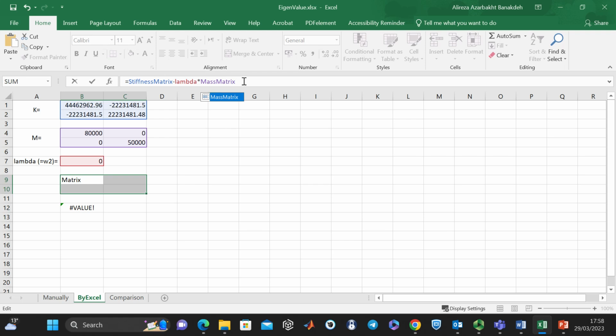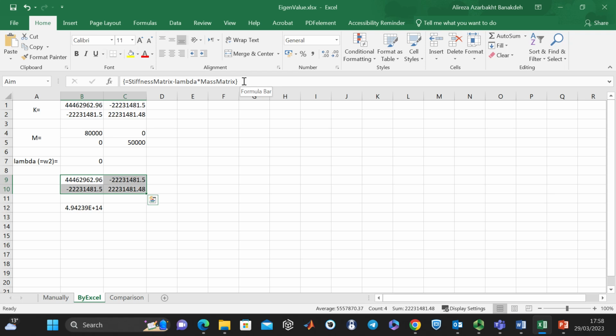When you write this formula here, hold your shift and control keys and press enter. If you do that, it will fill up all the cells with the formula that you have written based on these matrices. This means that it is calculating K minus omega squared M, and the result is here, in the case of omega equal to 0, so lambda is equal to 0.